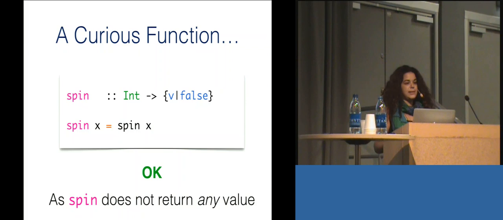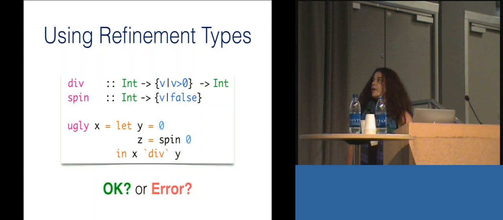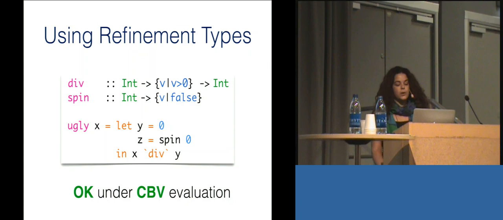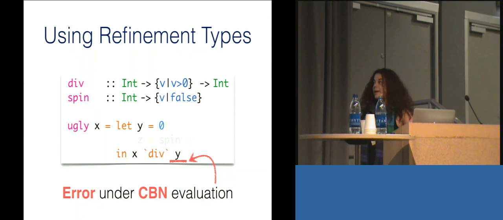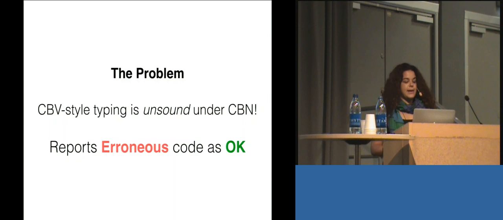So given this type of spin and the type of the divisor operator, we define a function ugly that assigns 0 to y, assigns z to the result of spin, and the question here is: is this function okay, or should it create a refinement type error? So, if we assume call by value evaluation, this function is okay, because execution will try to compute the result of spin, so it will get stuck, and it will never reach the divide by zero operation. But if we have call by need evaluation, execution will just discard the evaluation of spin, it will dive into the division by zero, and it will violate the division's precondition. So this function exposes a problem: call by value style typing is just unsound under call by need evaluation because it can report erroneous code as okay.